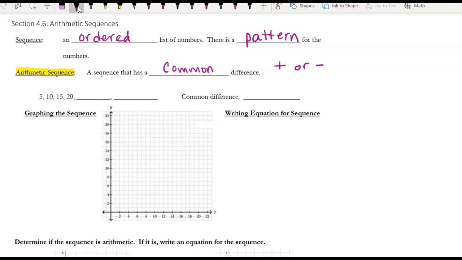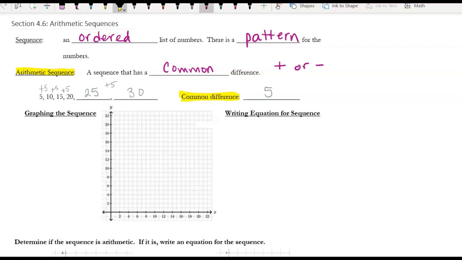So if we look at this first pattern of 5, 10, 15, 20, if we kind of see what's going on, it adds 5. To get from 10 to 15, it adds 5. To get from 15 to 20, it adds 5. So that means the next one's going to be 25. And then the next one's going to be 30 because I'm going to add 5 again. So the common difference, and this is a vocabulary word you have to be familiar with, is just 5. And because I'm going up 5 each time, it's a positive 5.